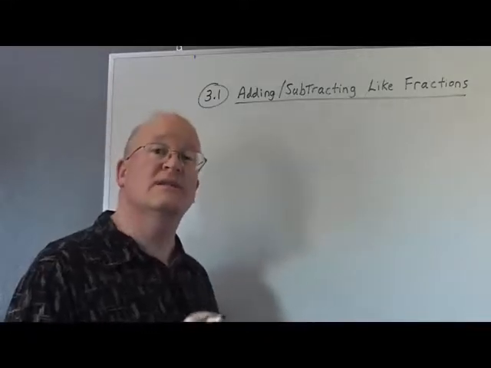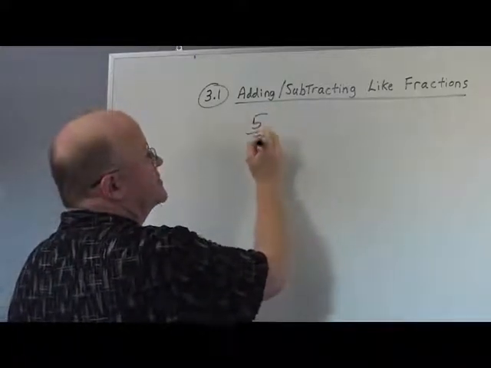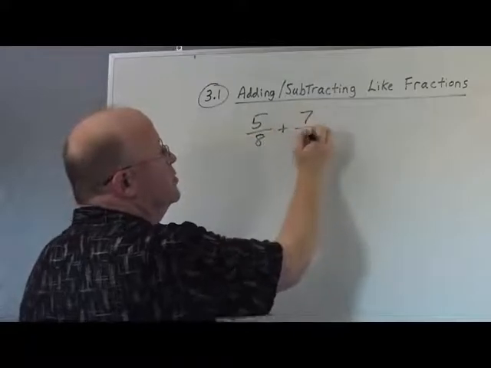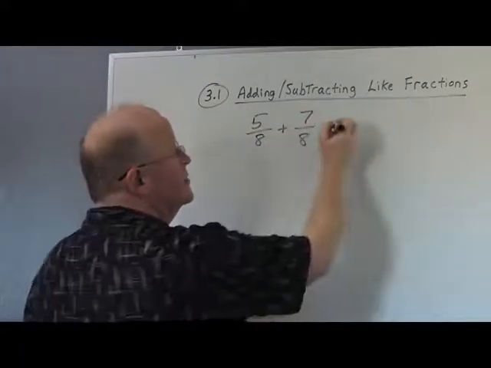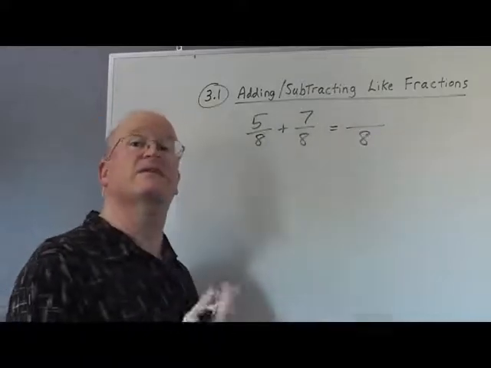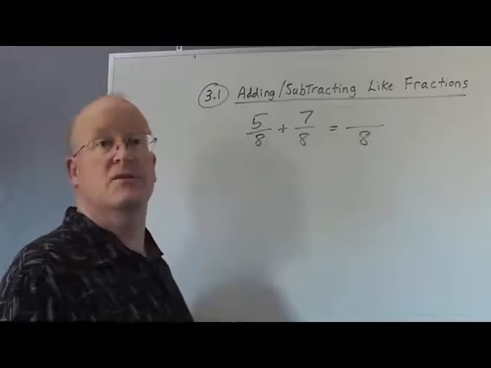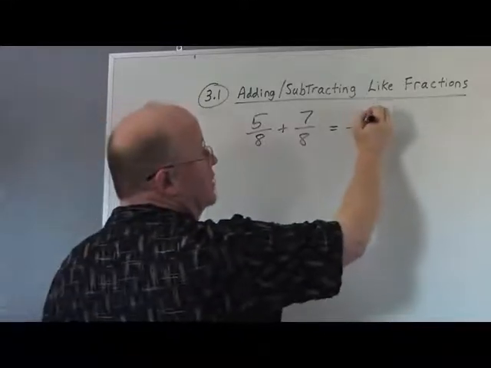Now let's go one step further. Let's add together 5/8 plus 7/8. We do have a common denominator of 8, which we will keep over here for the sum. Remember that the sum is the answer to an addition problem, and we're going to add the values in the numerators together to get 12.